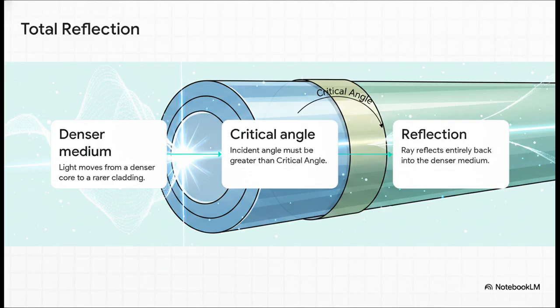Step 1. The light has to move from a denser medium, our glass core, toward a rarer medium, which is the cladding. Step 2. The angle of incidence, basically the angle the light hits that boundary, has to be greater than what physicists call the critical angle. And step 3, boom, the ray reflects entirely back into the denser medium.